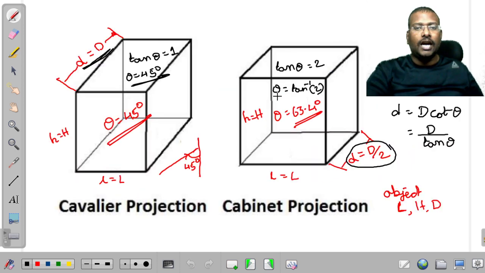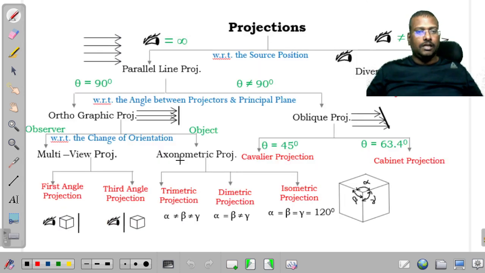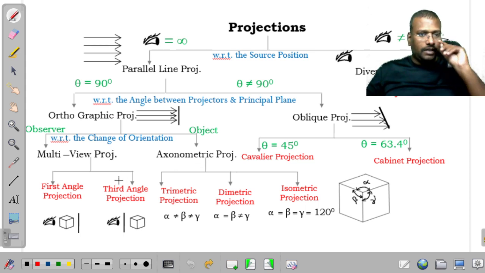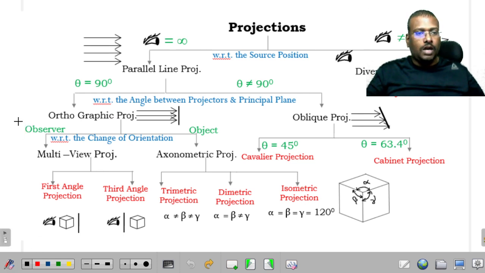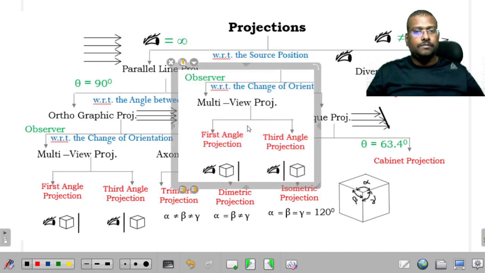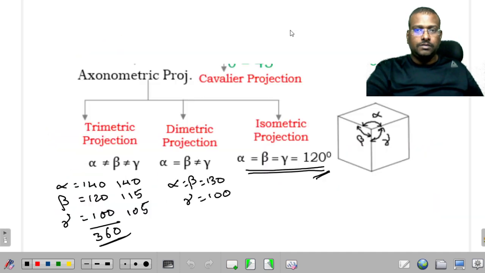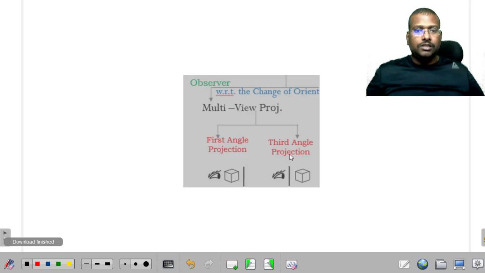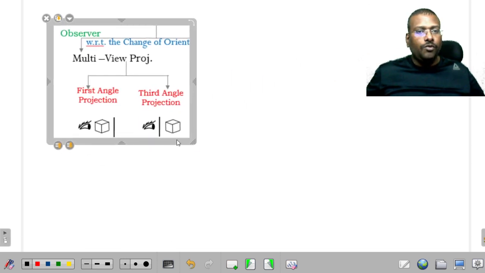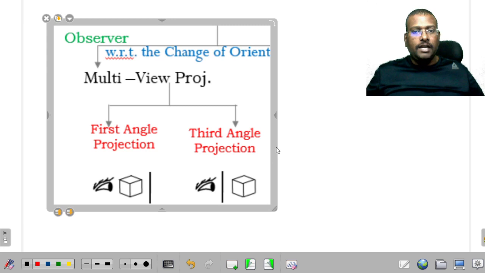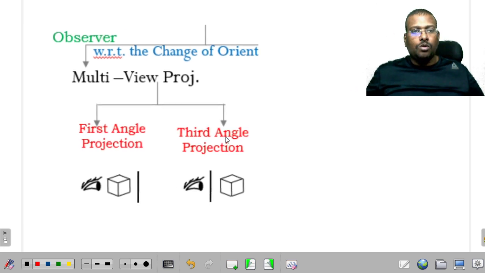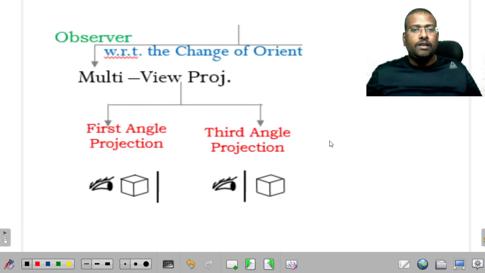Sir, what about another one? If the object is changing its orientation, then it is called axonometric. Sir, if the observer is changing his orientation, then what is it called? Then it is going to be considered as multi-view projection.